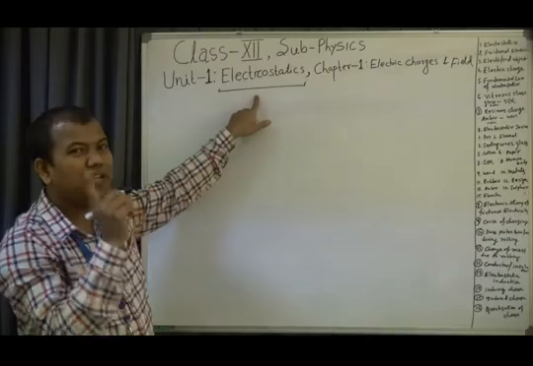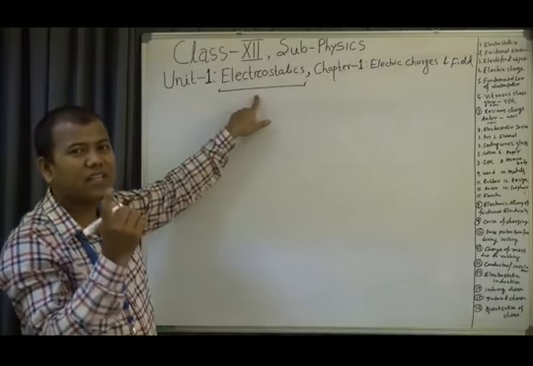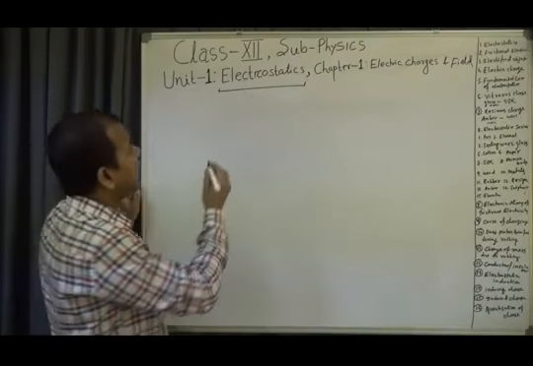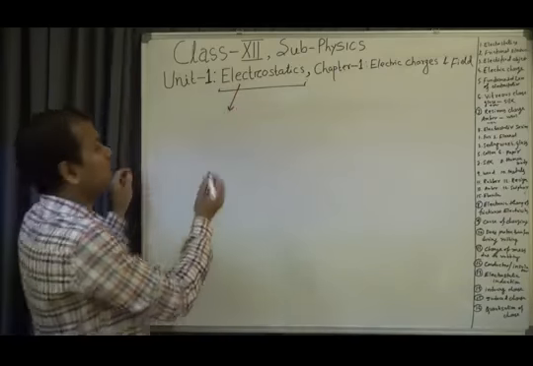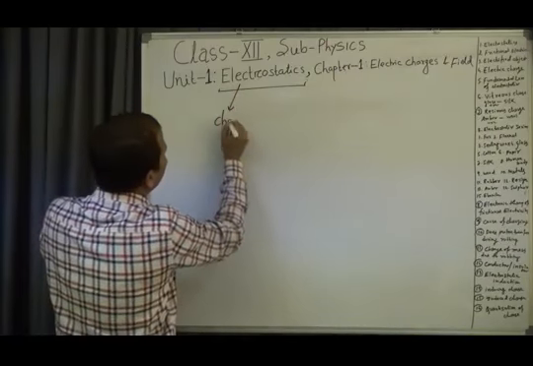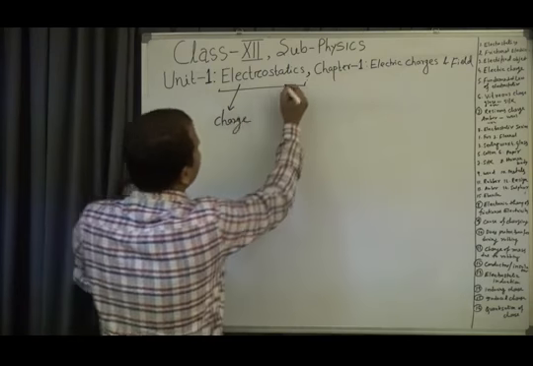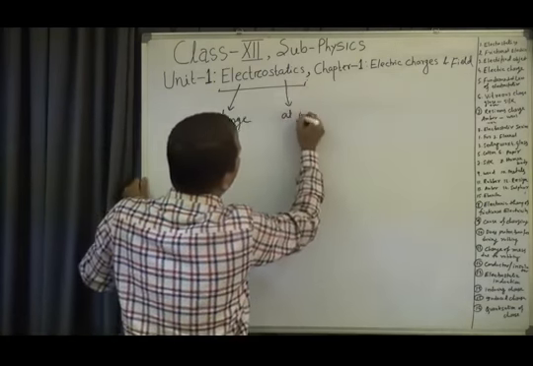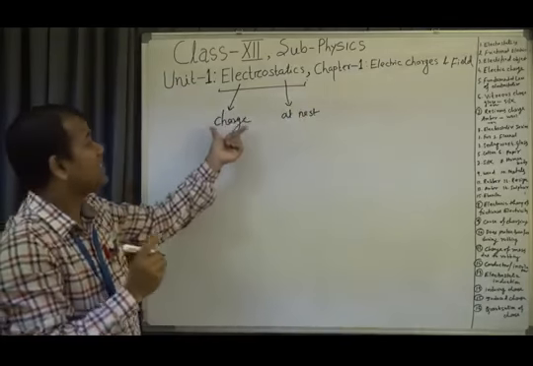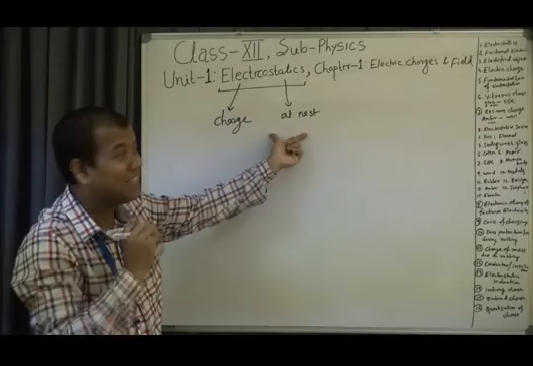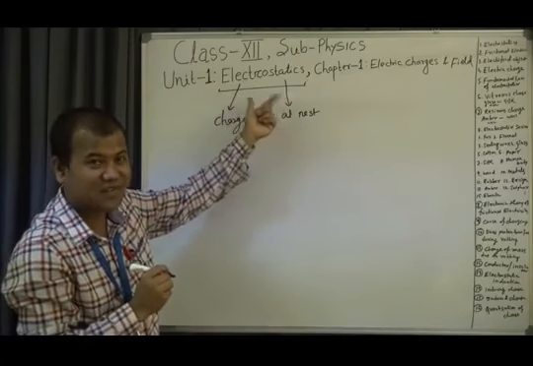So a unit का मतलब क्या है? What is the meaning of that unit? Electrostatics. Electro means what? Electro means charge, okay, and statics means at rest. So that is charges at rest. That is the electrostatics, okay.